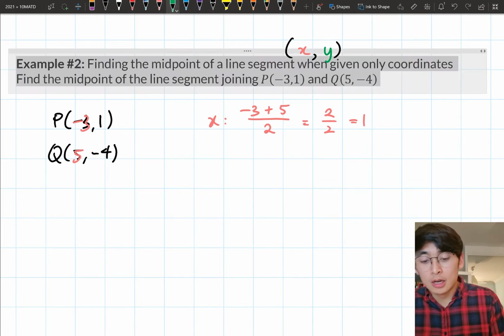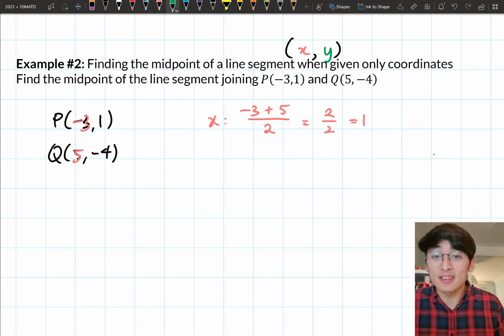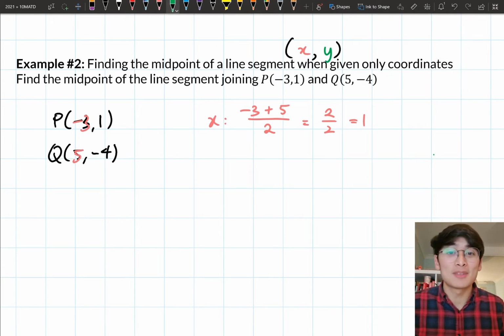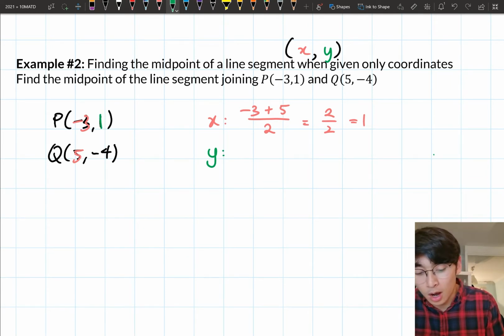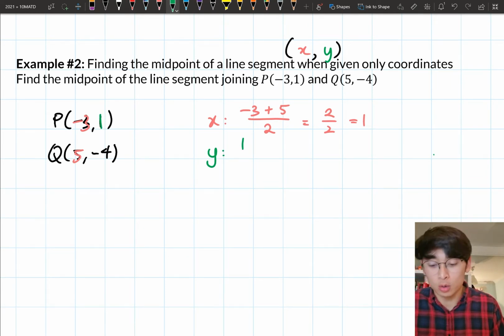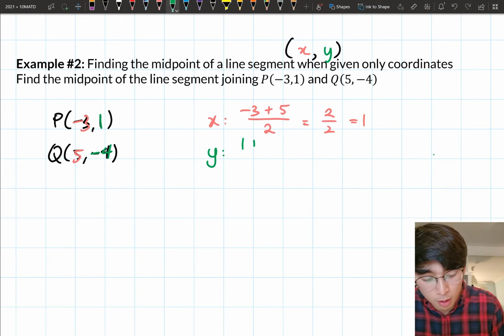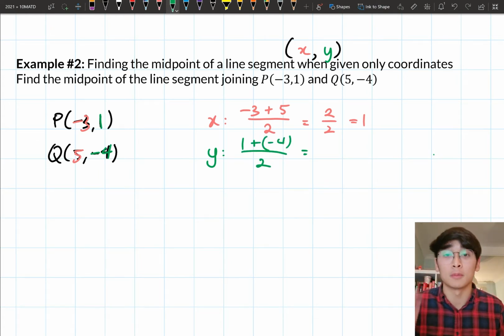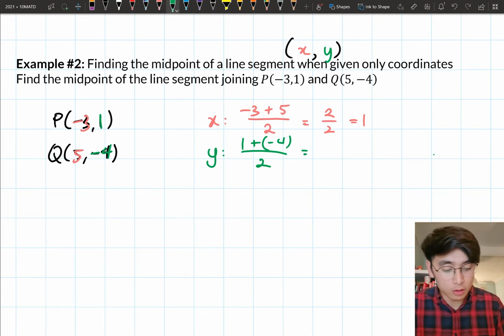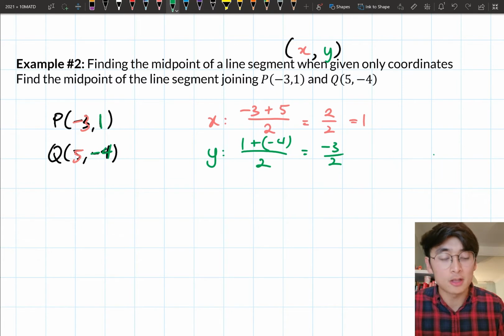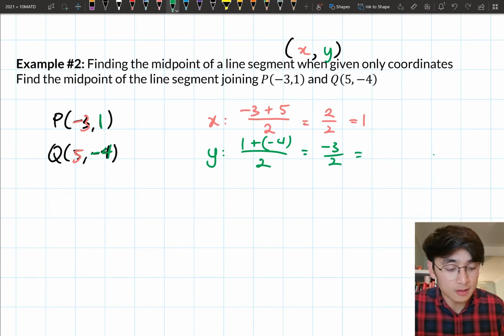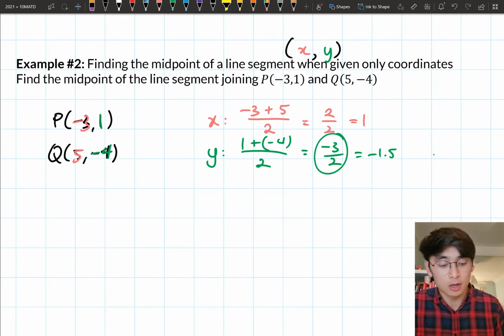Okay? Now that we've done that for my x coordinates, I also need to repeat the same steps for my y coordinate. So let's do that. The y coordinate for P is 1. And my y coordinate for Q is -4. So I'm going to do 1 plus -4 over 2 because I'm averaging them. 1 plus -4 just gives me -3, and I'm dividing that by 2. You can write this as -1.5 if you like. I'm just going to leave it in this fraction form. It's quite easy to do so.